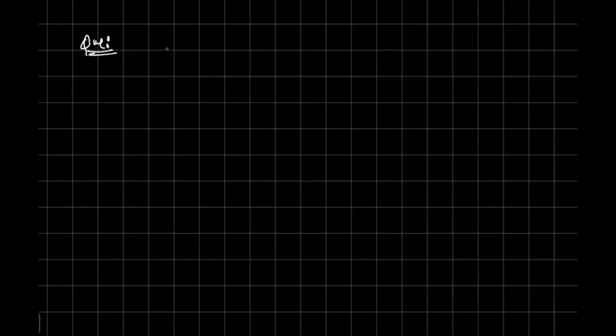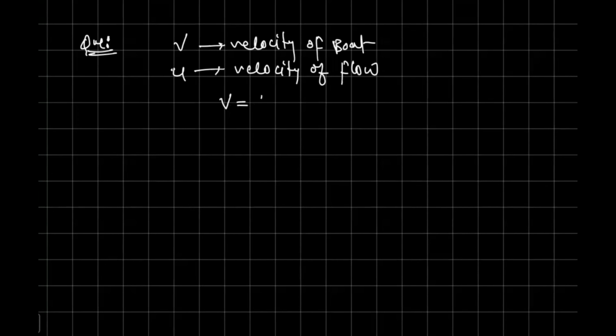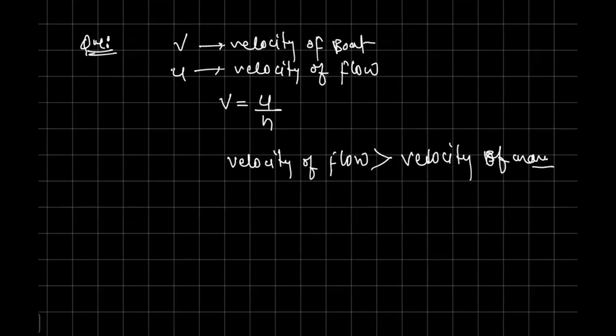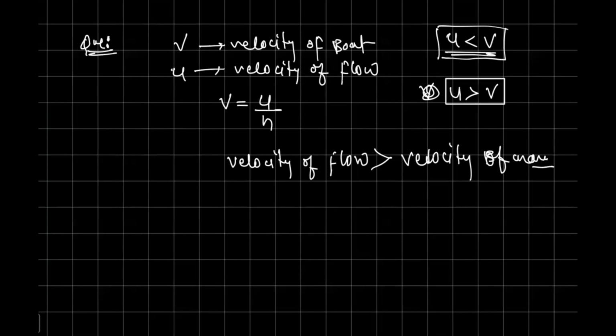A boat moves relative to water with velocity v. This is the velocity of boat. It is n times less than the velocity of flow, and u is the velocity of flow. It is given that v is n times smaller than the velocity of flow. Means here you can say the velocity of flow is greater than velocity of main, or say boat. In all the questions we have done so far, we considered the velocity of flow to be less than the velocity of boat. But in this question it is given that the velocity of flow is greater than the velocity of boat. Then they have asked at what angle to the stream direction must the boat move to minimize the drift. We'll make the diagram.